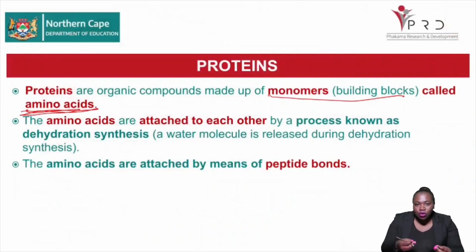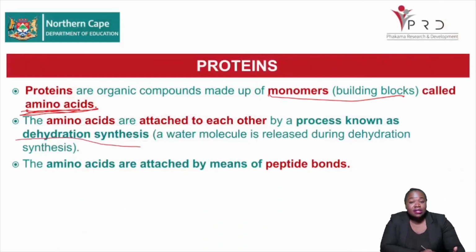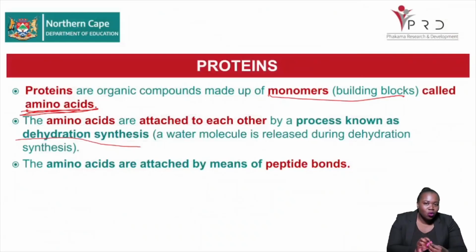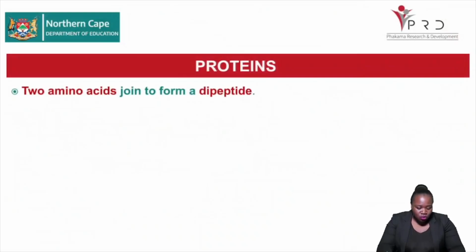So we know that these amino acids are going to be attaching with each other. One amino acid after the other, they are going to attach to form this long chain of amino acids that would then be our protein, right? So they attach to each other by a process of dehydration synthesis whereby water is lost, right? And the bond that holds these two amino acids together is called a peptide bond. So amino acids are held together by peptide bonds.